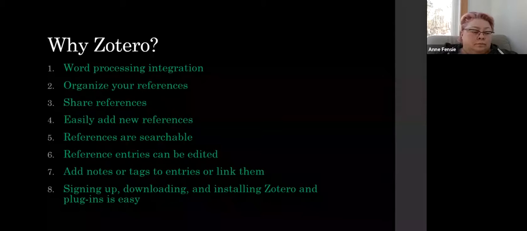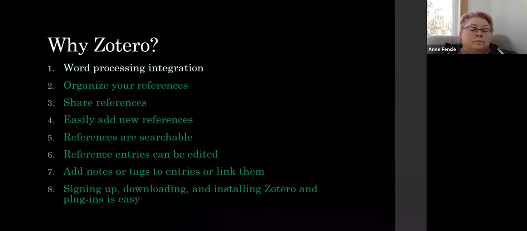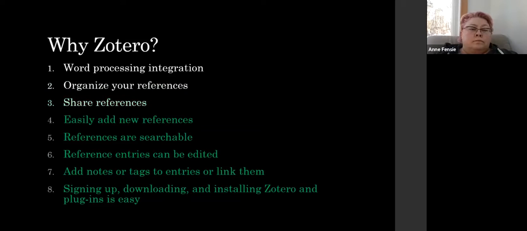So why use Zotero? Well, I've shown you that Zotero has easy word processing integration to allow you to easily add citations while you type. I've also shown you that you can organize your references with Zotero. You can share those references either with a group, or you can export references, or you can create a bibliography. You can also easily add new references either by using the Zotero connector add-on to your browser, or by using the wizard, or by manually adding references.